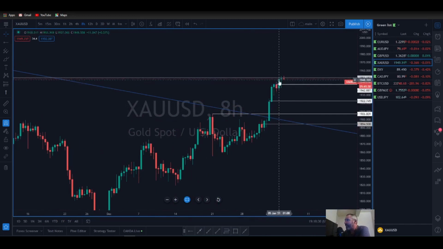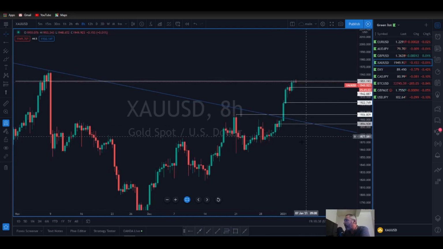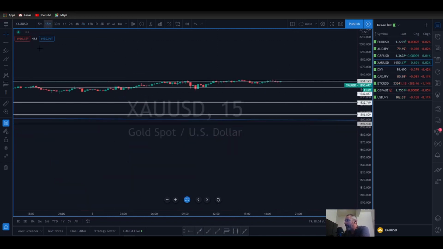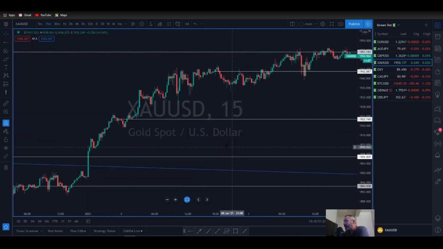So far, we have tested this line twice on two 8-hour candles, and we have closed both of them below. So moving forward on gold, what am I looking for? I'm looking for price to push down and stop out all these people here, and then look to find support at a lower area, roughly 1922.74. Now, I got this area from a smaller time frame chart.